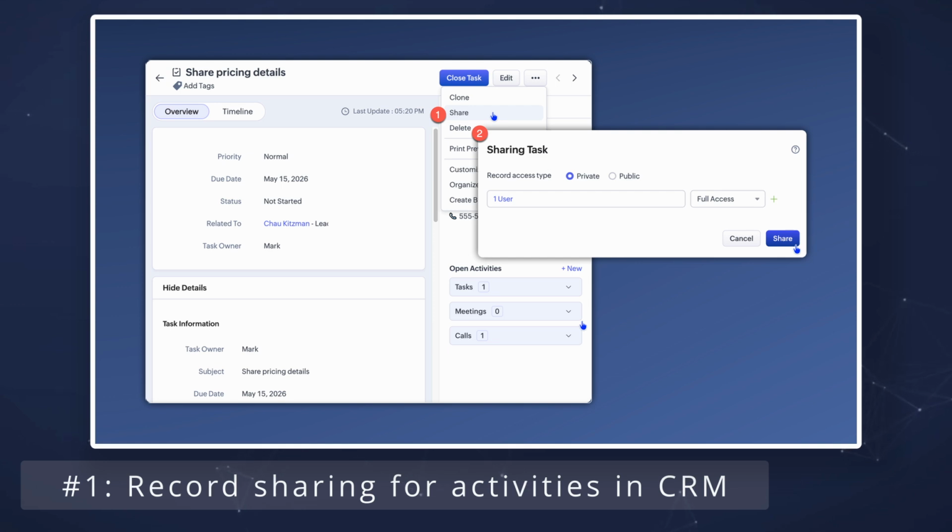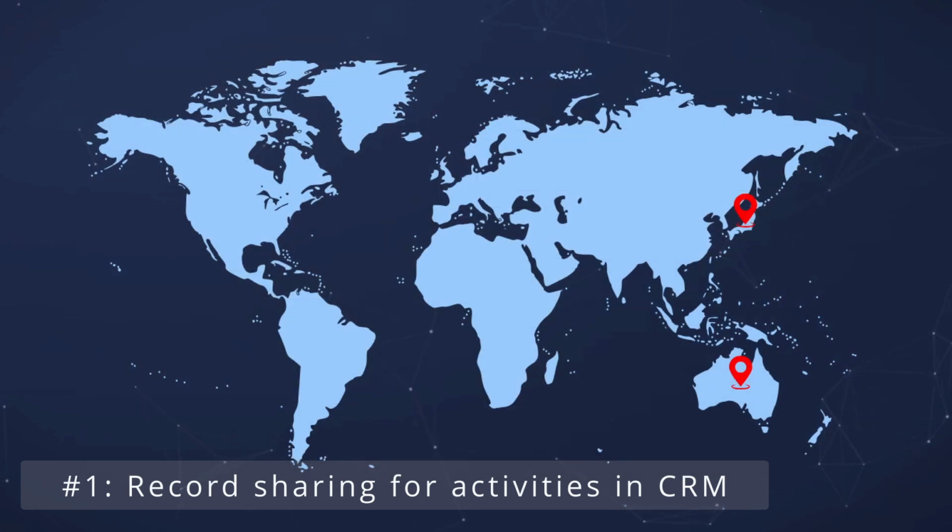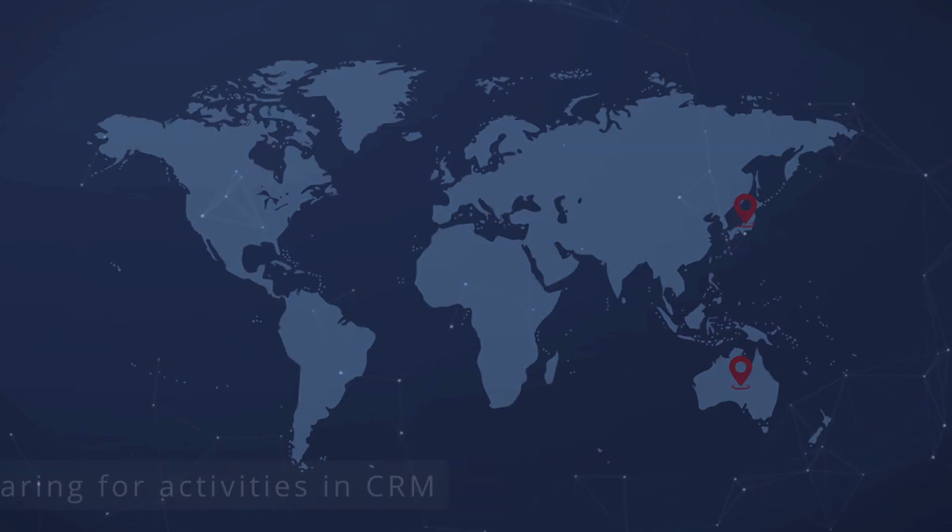The second part of this update is just as useful. When you shared a parent record and included its related lists, only open activities were included. That gap has now been closed, with closed activities automatically shared along with the parent record. Now, this is another phased rollout and is currently available for users in Japan and Australian data centers, with the other ones coming online soon.